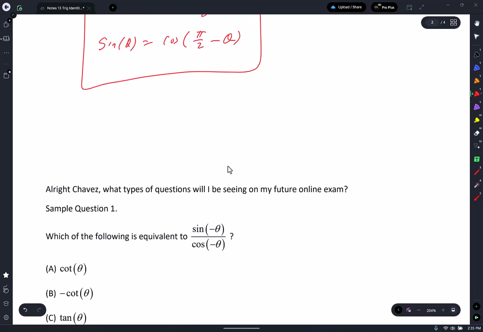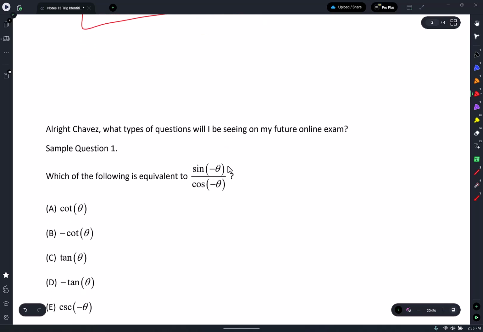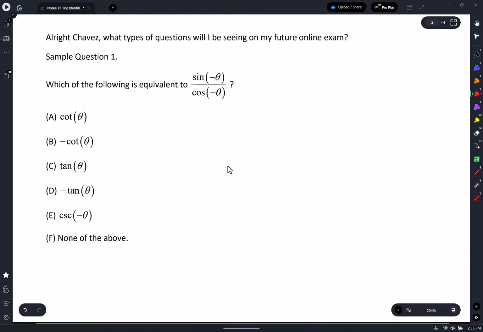Finally, we have enough background knowledge that we can start tackling these questions. Y'all ready? All right. Which of the following is equivalent? Notice the argument, that's why you call this in parentheses. All of them are positive but one. So more than likely, we're probably going to have to turn these negative thetas into positive thetas.